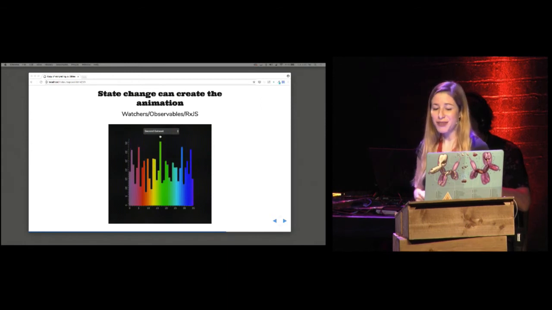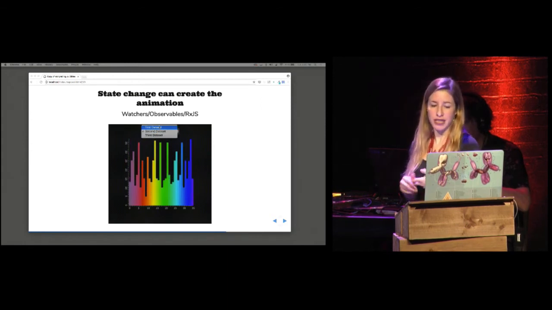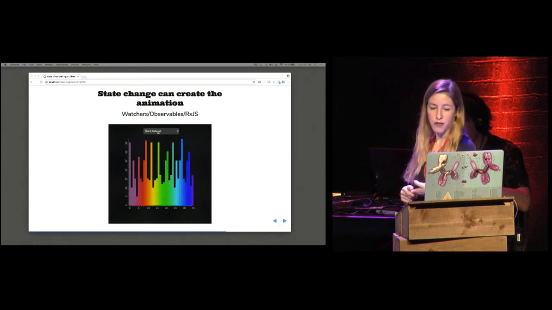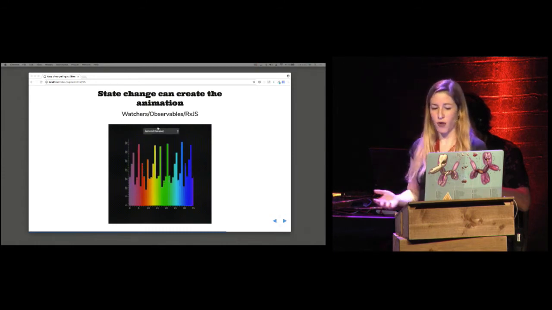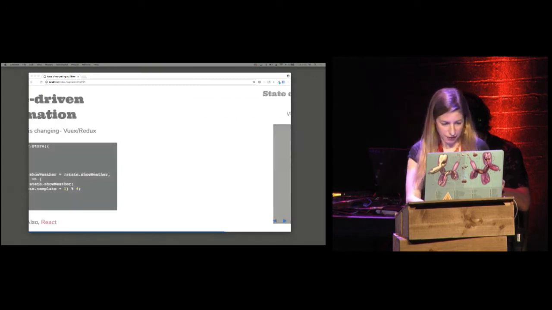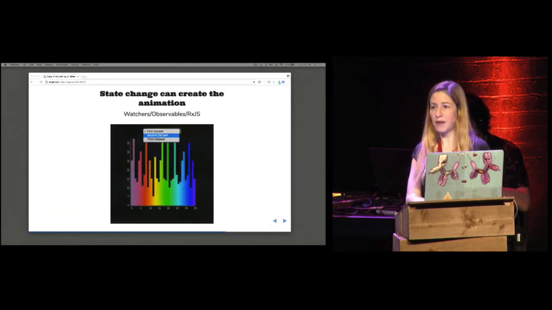If the state is similar enough, you can even use the transition in the state with watchers. Here I've built from scratch a chart with Vue, and as the data changes, the watchers will update and simply transition between them. Actually, I think I forgot a demo here. No, it's coming up. Okay.